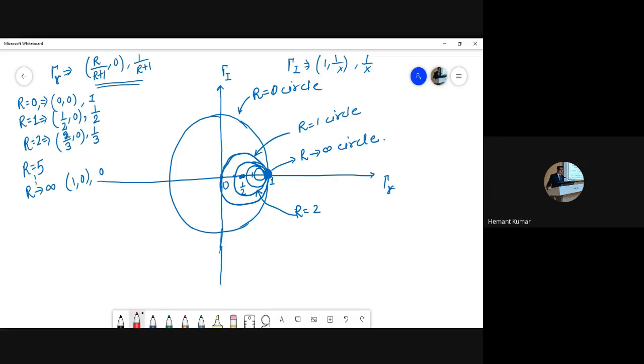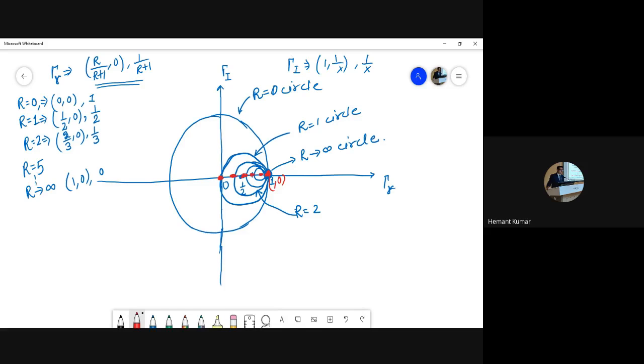Constant X circles. So first, all the circles having a center on this line, on the real axis, right? And all the circles are passing through one common point, that is 1 comma 0. So this is the property of a constant R circle.